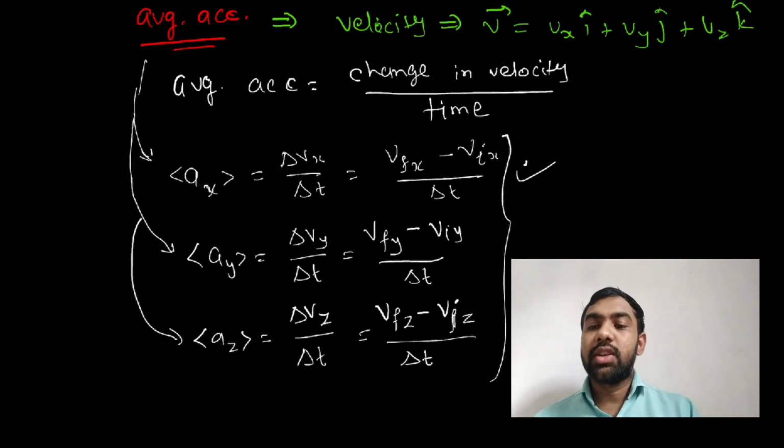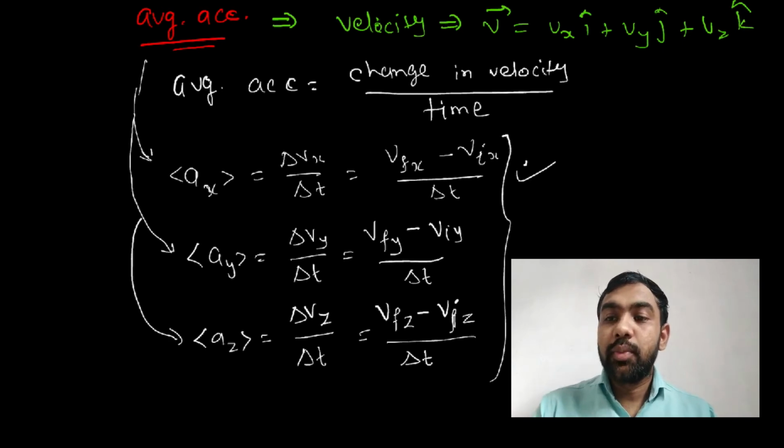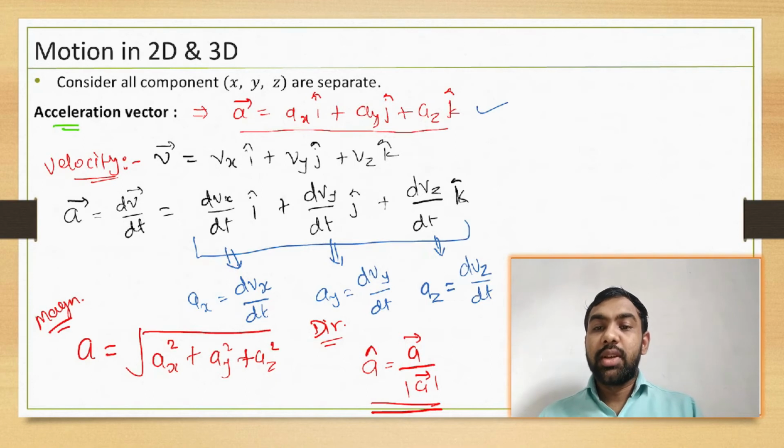What is instant acceleration? Instant acceleration is ax is equal to dvx by dt, ay is equal to dvy by dt, and so on. Okay, but here for average acceleration, you get it this way, and you get the final answer. Okay, all of you note this, then after we will go to the next one. Note it. So this is the basic concept.